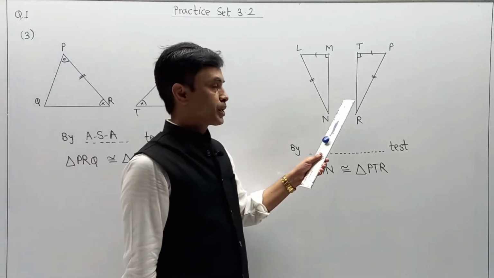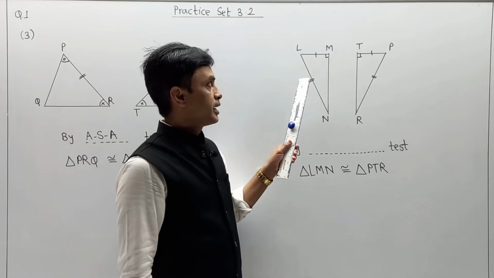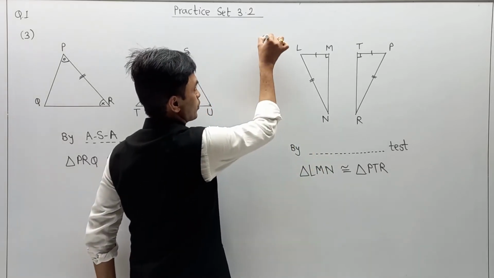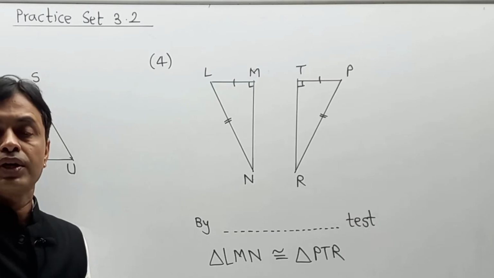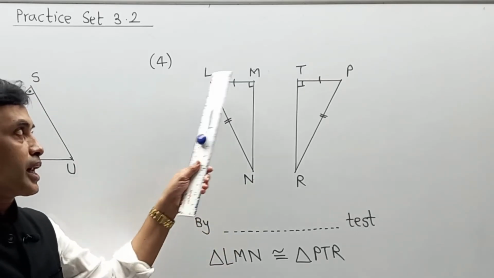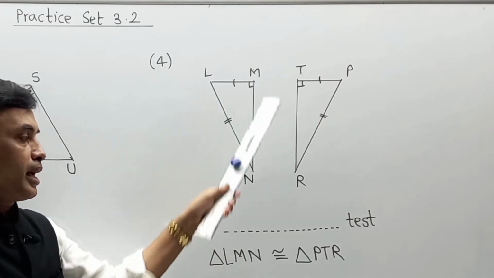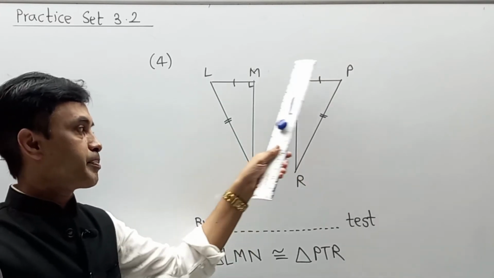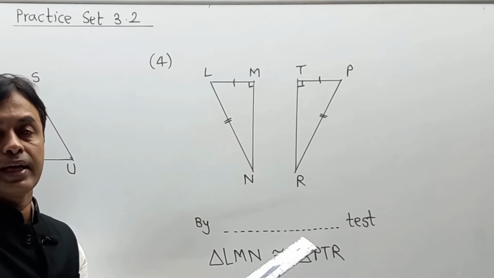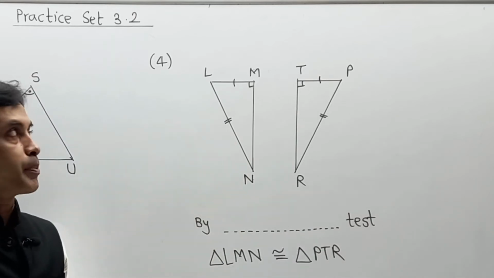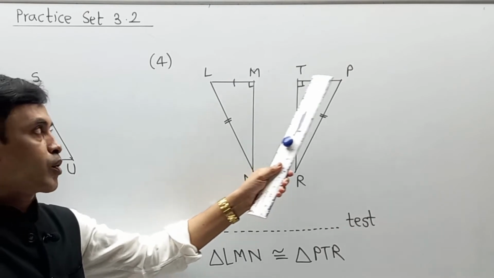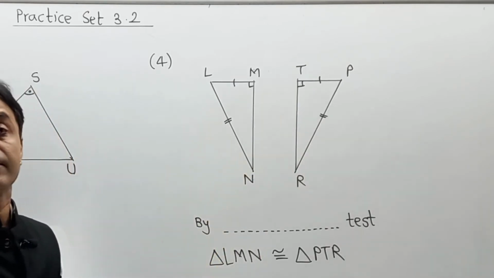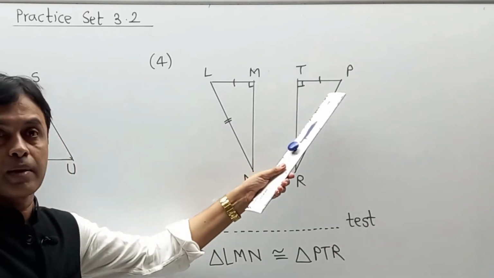Now coming to the part over here, this is question number 4. In question number 4, they have given triangle LMN and a second triangle PTR. Now what exactly is indicated by the symbols over there? First, they have given LM congruent to PT, shown by a single mark.